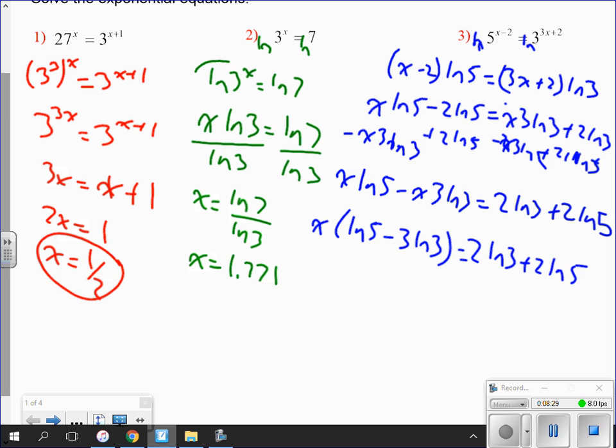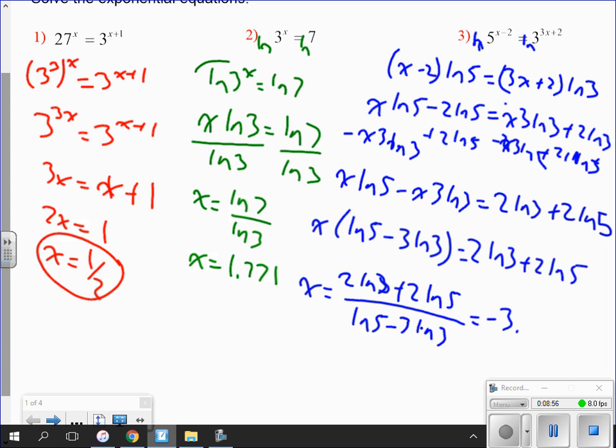I have x times a numeric value, which means I divide both sides by that numeric value. And I end up getting x equals 2 natural log of 3 plus 2 natural log of 5 over the natural log of 5 minus 3 natural log of 3. And then you stick that in your calculator and you get negative 3.2116. And I don't know why I went 4 decimal places, I just did.